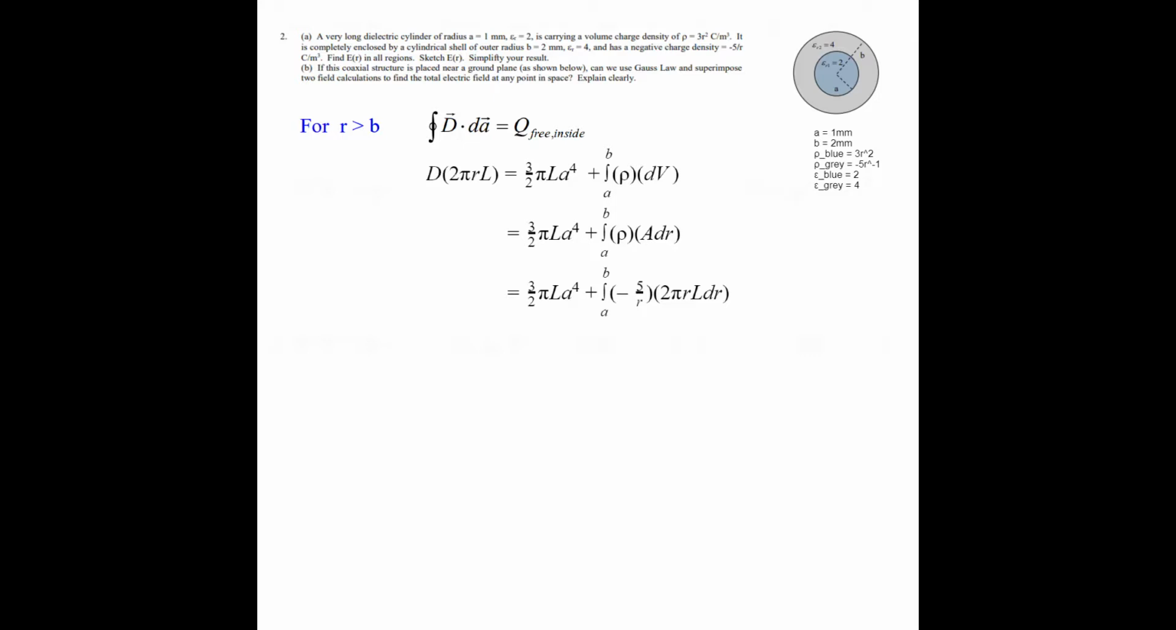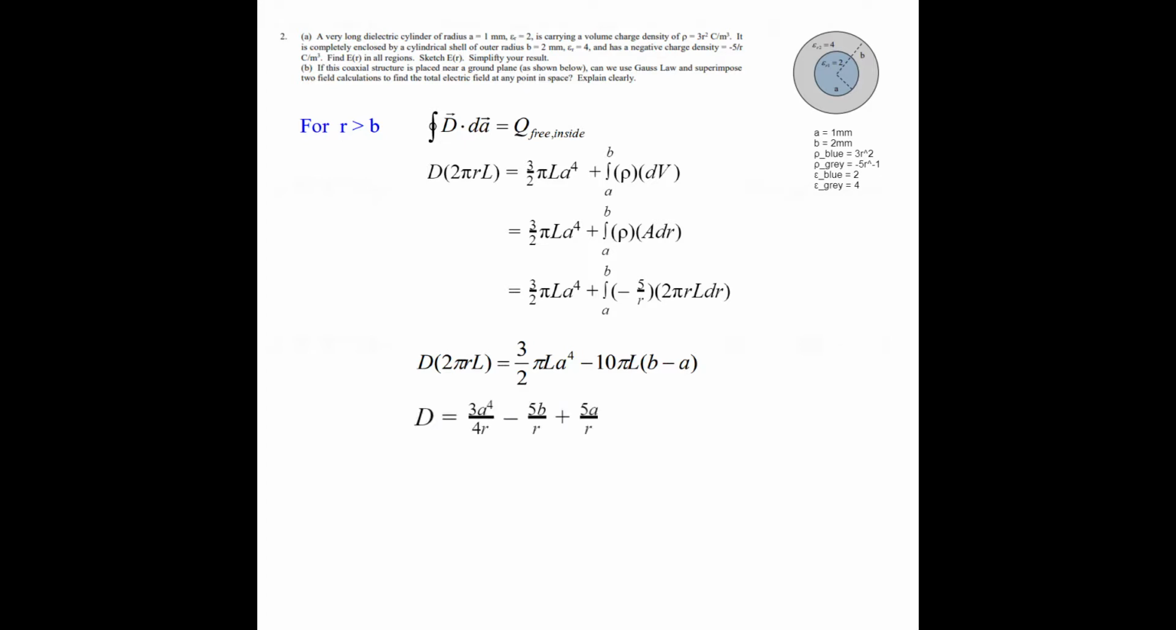So we essentially just do the same thing as we did before, where we do the same integral, except instead of A to R, it's A to B. Very simple. We get a very similar answer, except we have a B instead of an R, I believe. And there we go. We cancel out the 2 pi RL from both sides. Boom, boom. We have a D field.